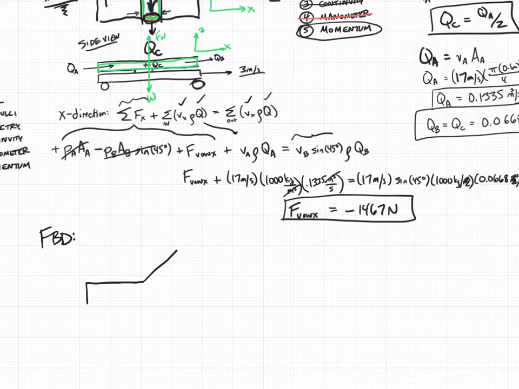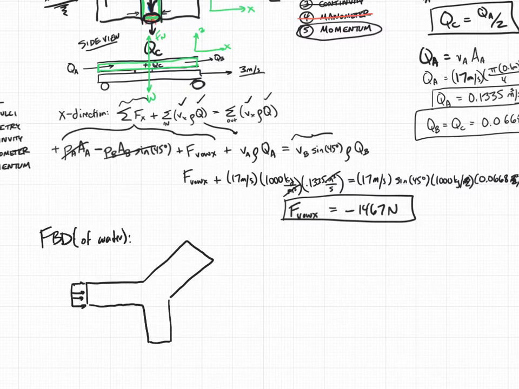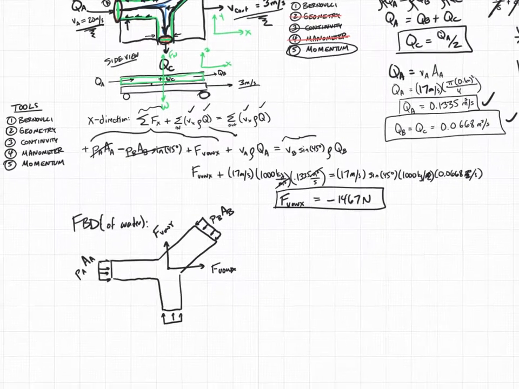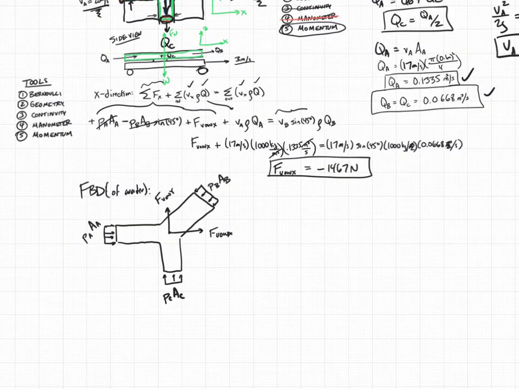Here's my free body diagram. Now I want to note this is of the water. We've got pressures, but the pressures aren't really going to come into it, but we'll go ahead and draw them on here. I've got a force of the vane on water in the x, and a force of the vane on water in the y. And then I've got all these pressures: P_B A_B, P_A A_A, and P_C A_C.